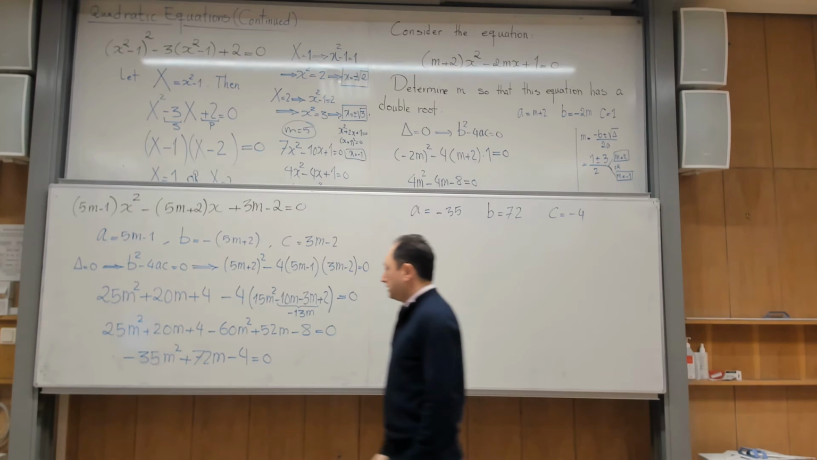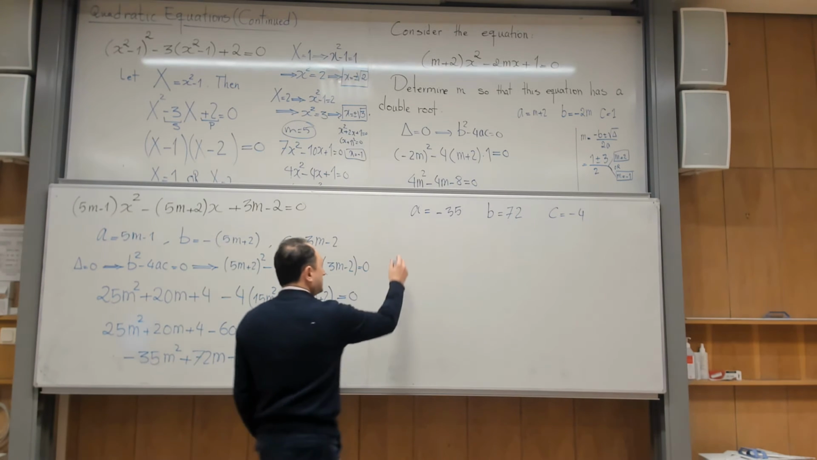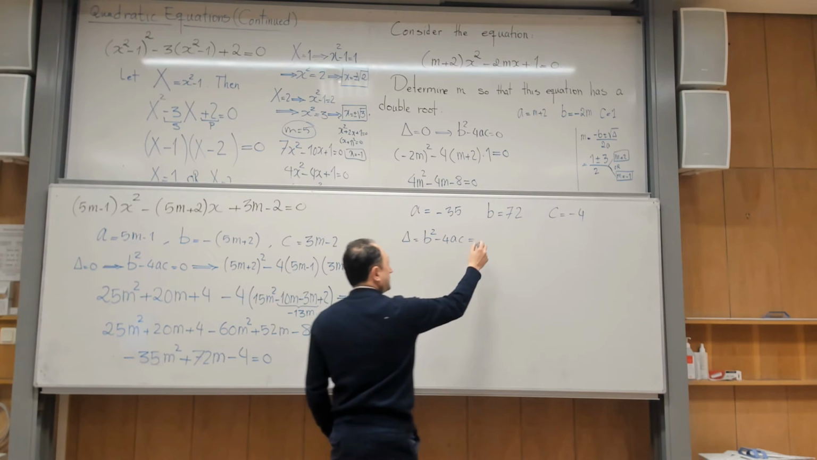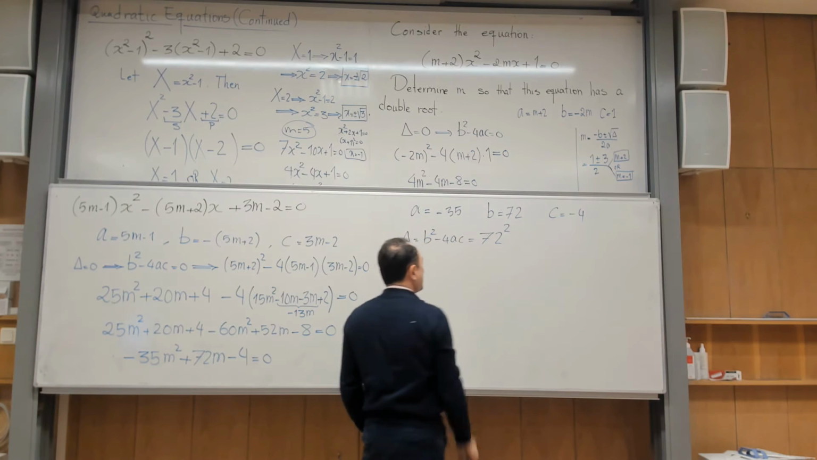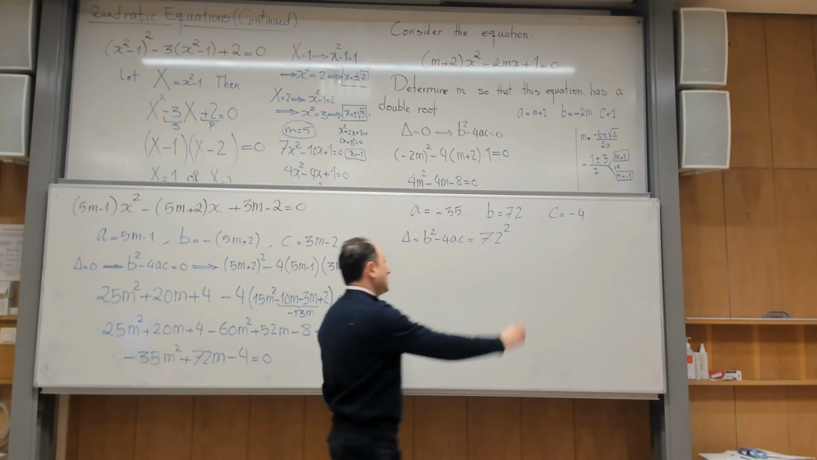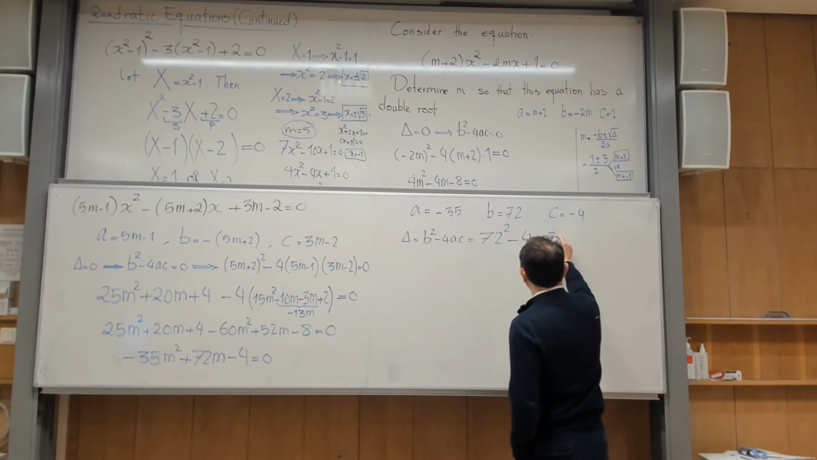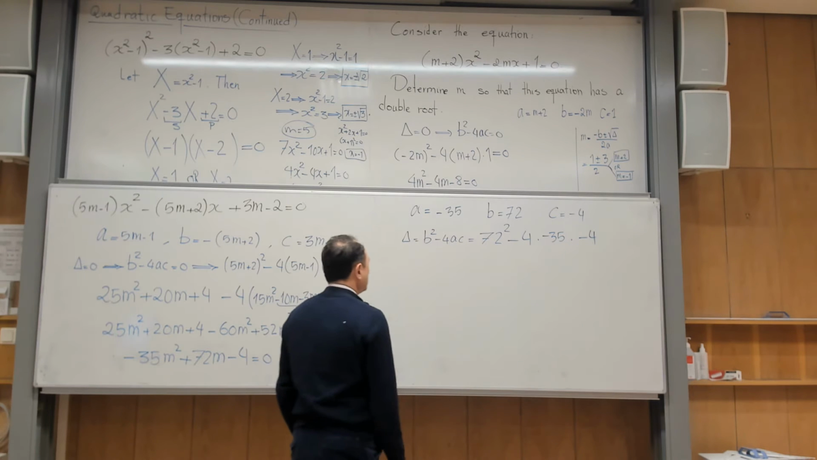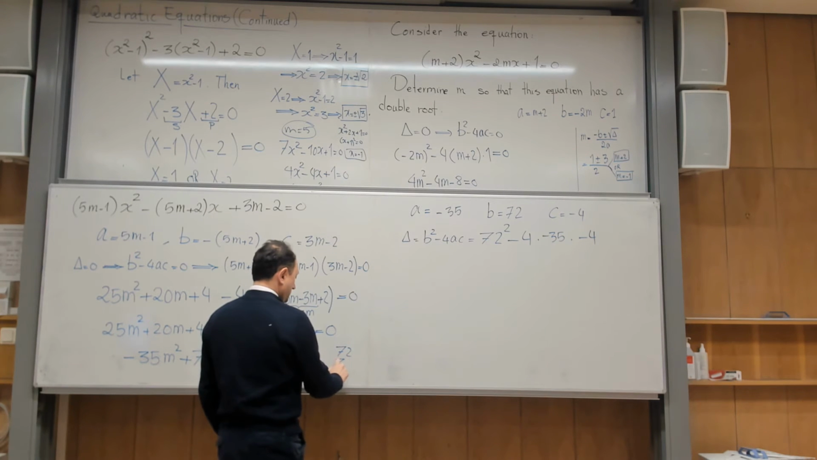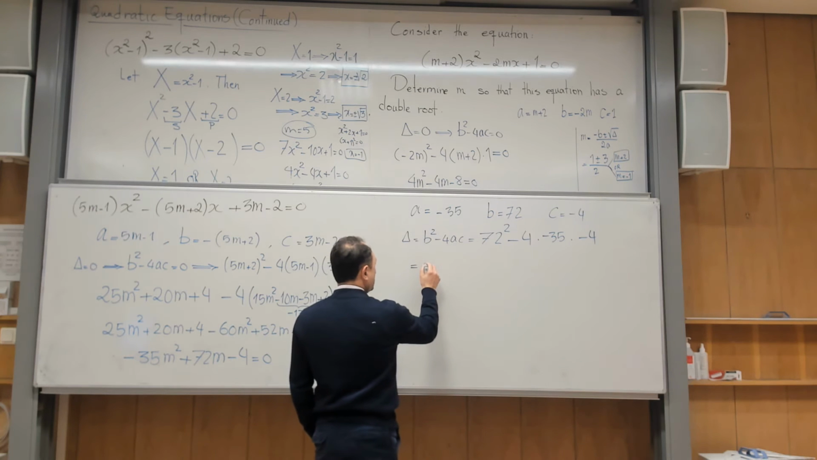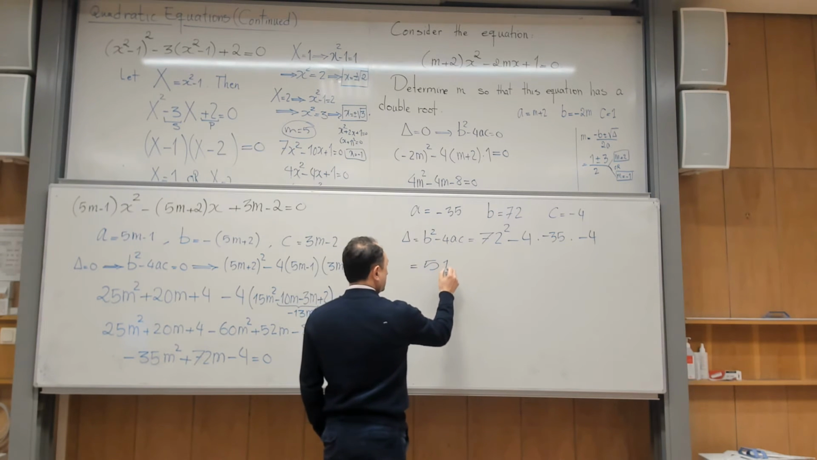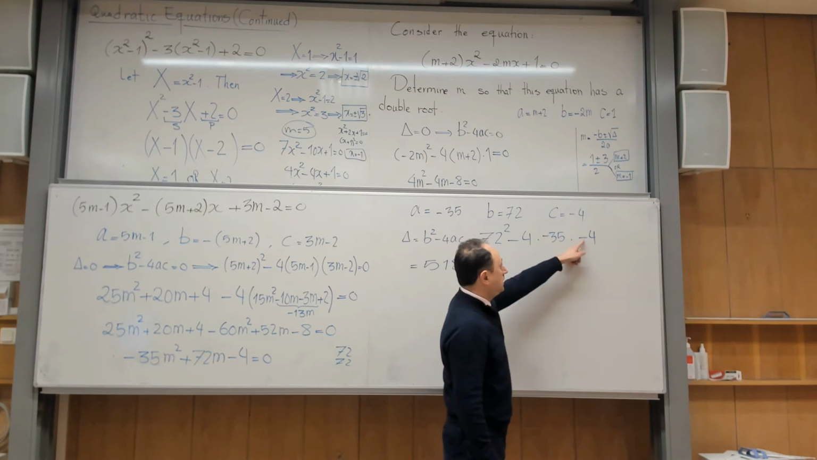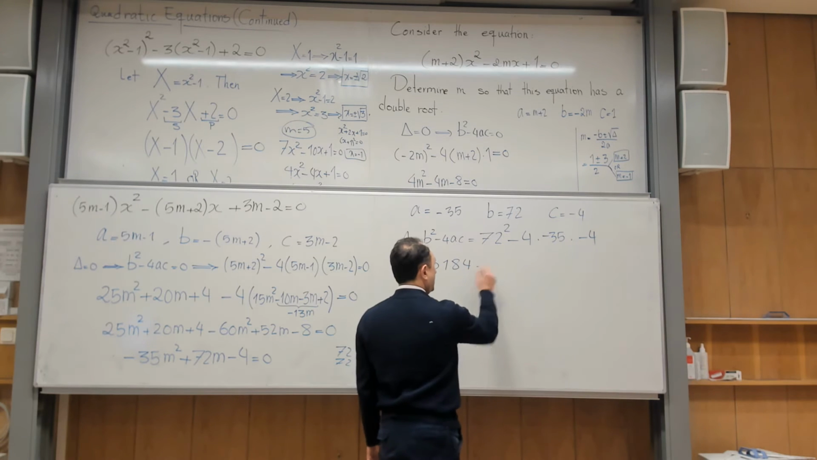Okay, so I calculate delta again, which is b squared minus 4ac. But for this new problem, I hope that you can help me with your calculators. So 72 to power 2, then I will have minus 4 times minus 35 times minus 4. So 72 times 72 is how much? 5,184. And then one negative sign, one negative sign, one negative sign. It is 3 negative signs, so it remains negative.